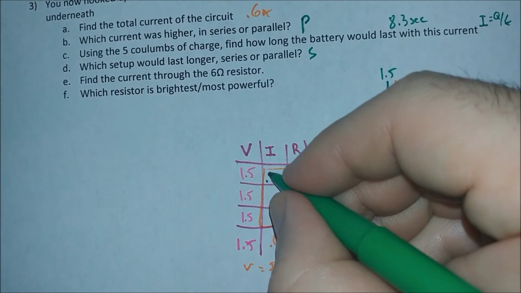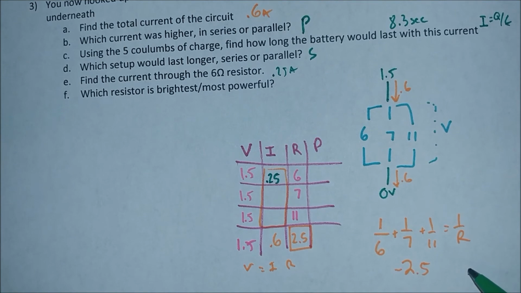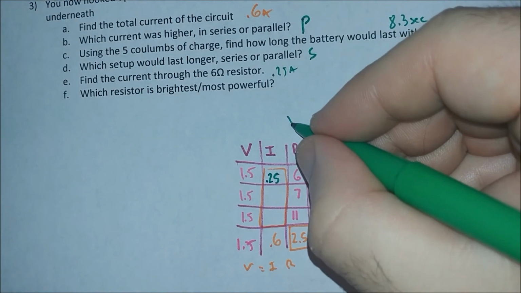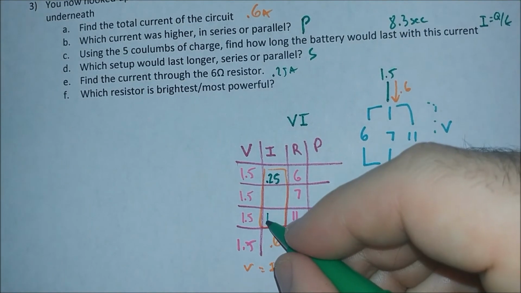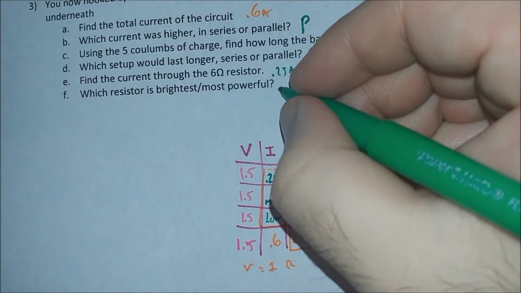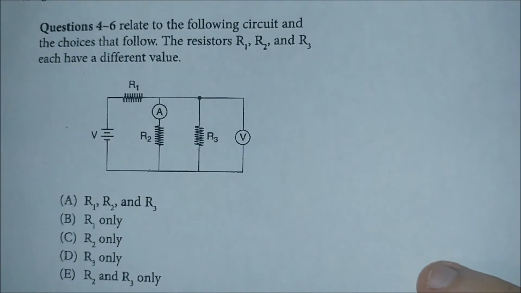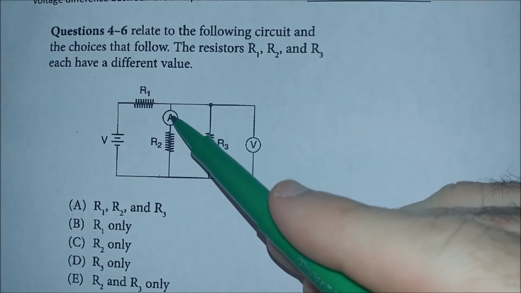To find the current through the 6 ohm, I do V equals IR again. I get 0.25, which is going to be the most because the 11 ohm resistance can have the least amount of flow. Find the power, I'm going to do V times I because they all have the same V. And I know that the 6 is going to have the most current, so it has the most power. So the 6 would be the brightest. So in series, more resistance is brighter. In parallel, less resistance is brighter.